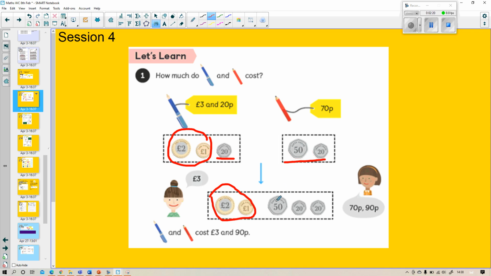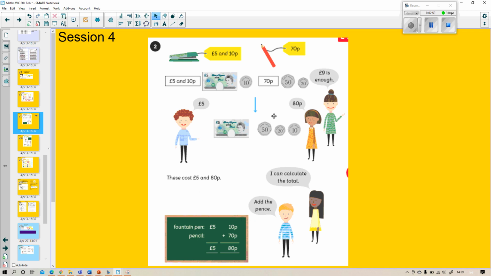So we've got our £3 here already on this side, and then we're going to add the pence that we've got together, 20 from the pen and 70 from the pencil. So we can bring these coins together, 50, 20 more is 70, 20 more is 90. So that shows us the two totals, £3 and 90 pence. The pen and the pencil costs £3 and 90 pence. So she would be able to pay for that with her £9, wouldn't she? She'd have enough.